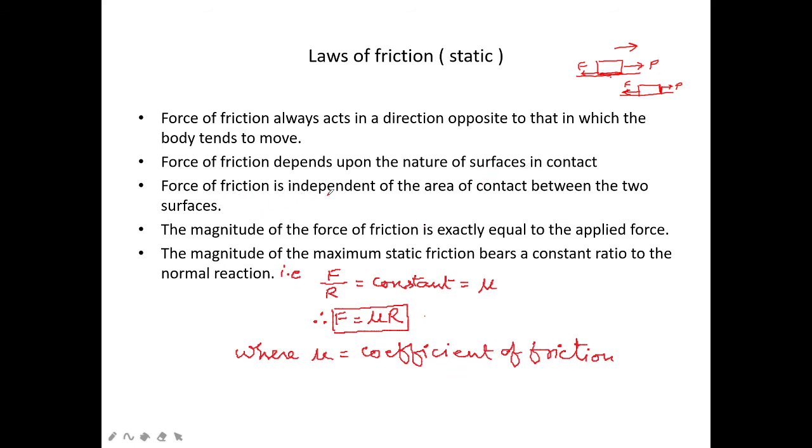Third, the force of friction is independent of the area of contact between the two surfaces. Suppose this is the body, and this body is kept on this floor. Now the area of contact of this body with the floor is this. This is the area of contact.